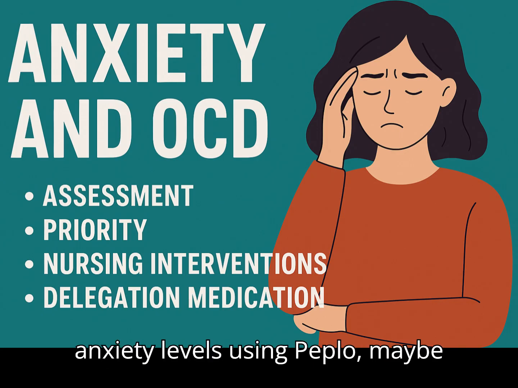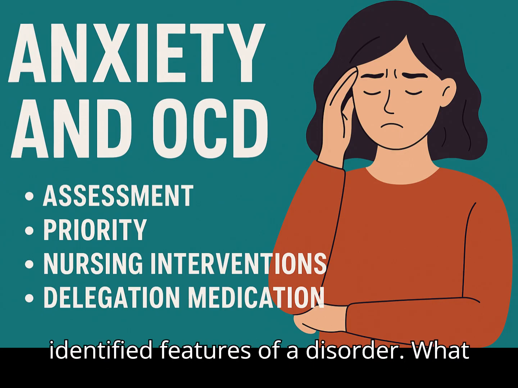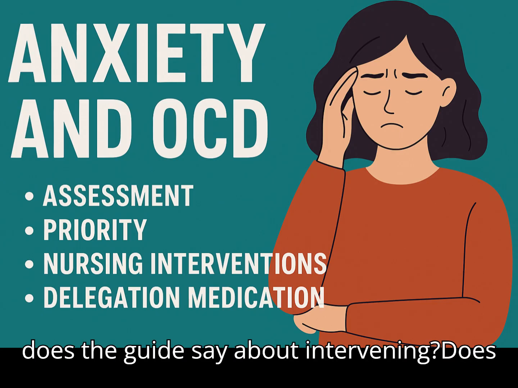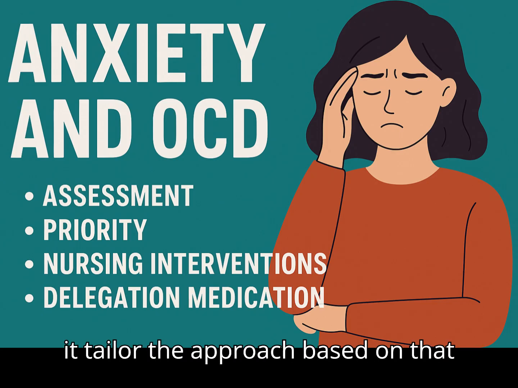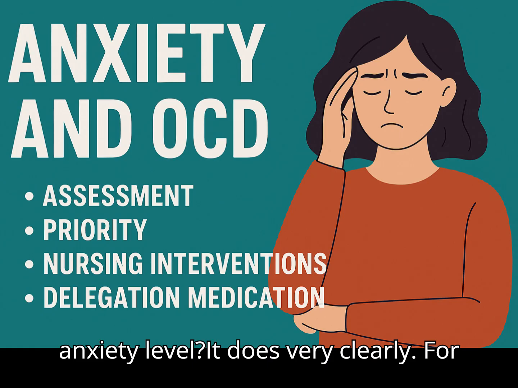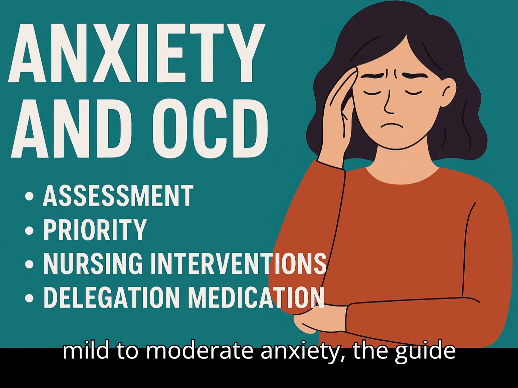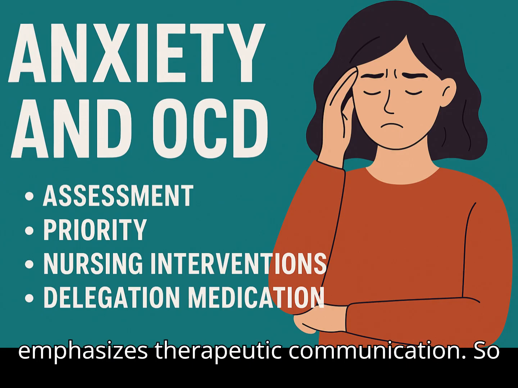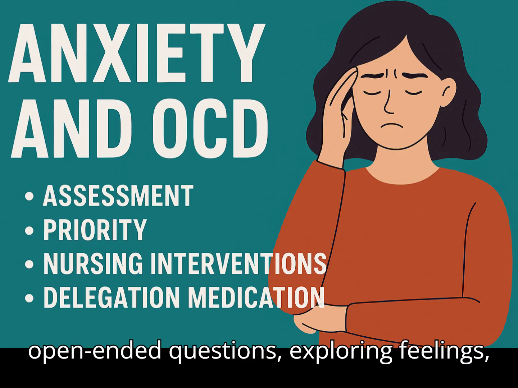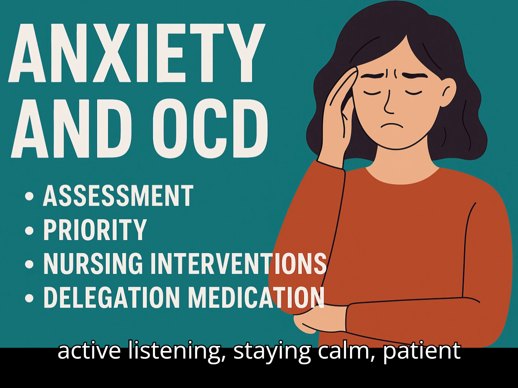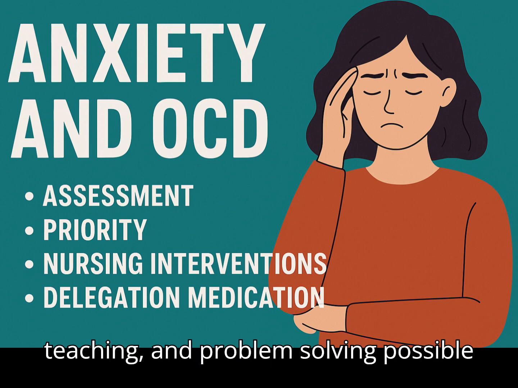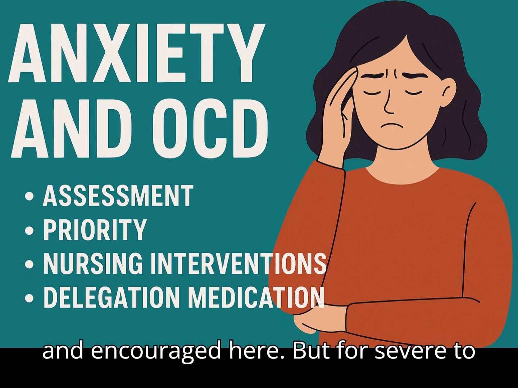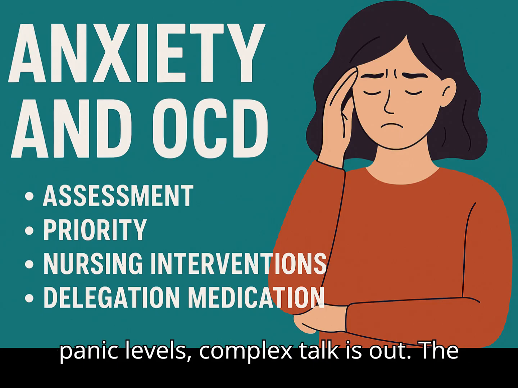Okay, so we've assessed anxiety levels using Peplau, maybe identified features of a disorder. What does the guide say about intervening? Does it tailor the approach based on that anxiety level? It does, very clearly. For mild to moderate anxiety, the guide emphasizes therapeutic communication. So open-ended questions, exploring feelings, active listening, staying calm, patient teaching, and problem solving are possible and encouraged here. But for severe to panic levels, complex talk is out.